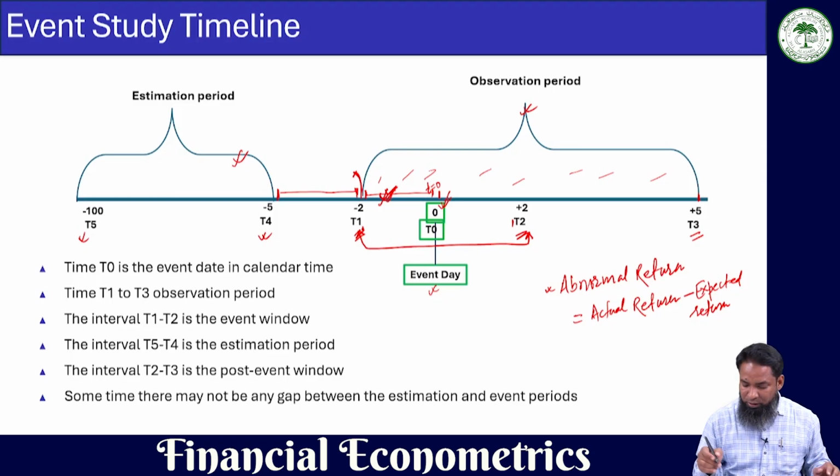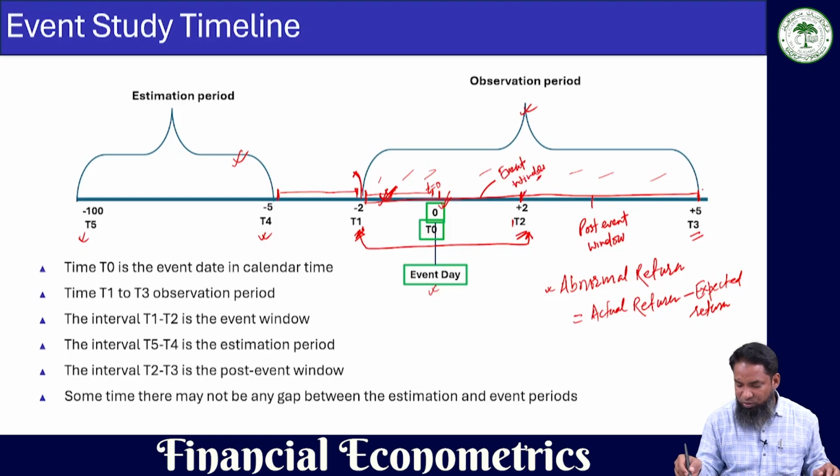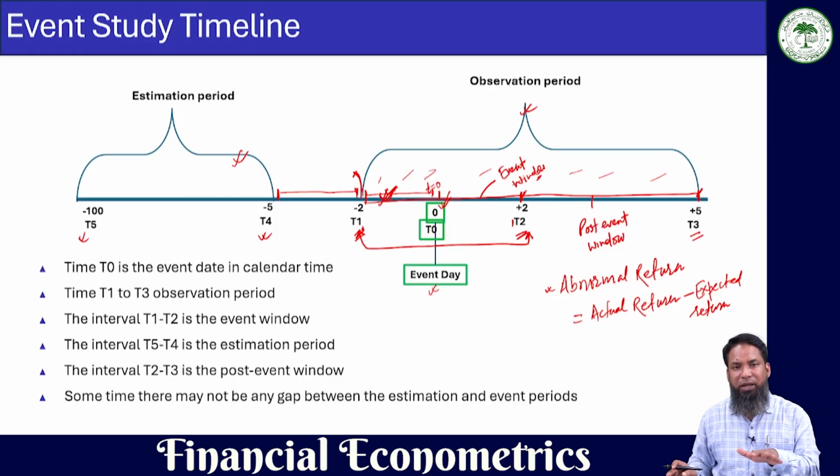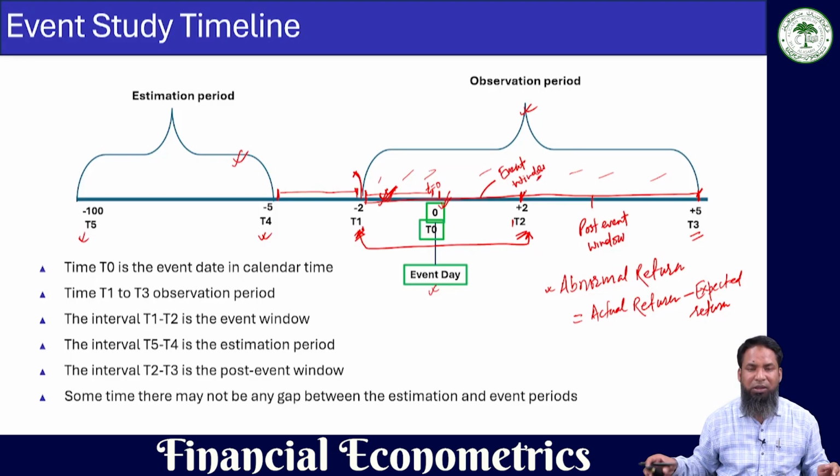Then from T2, from this point to this point, we assume as the post event window. Remember, from here to here we are assuming as the event window, and from this point to this point we are assuming as the post event window. So that is what we have as the event study timeline: basically bifurcating which part we should use for the estimation of the normal return, which part should be treated as the event window and which as the post event window. To have that scheme is what we call the event study timeline.